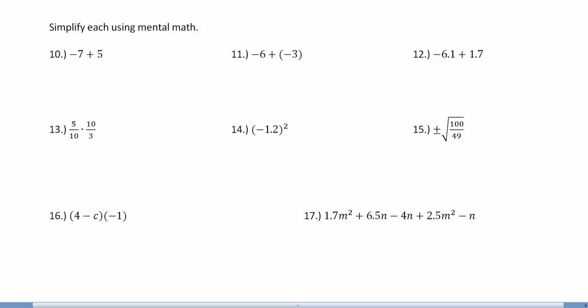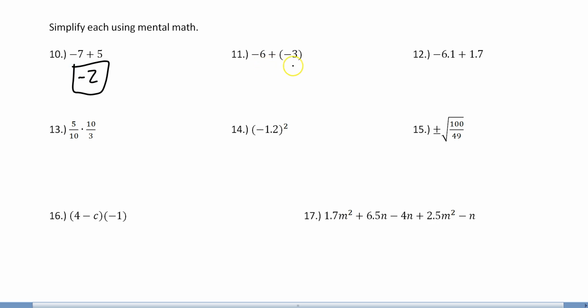Scroll down here, if I can make it. The next one says simplifying each using mental math. Really just testing our skills in terms of addition here. Negative 7 plus 5 is going to be a negative 2. Again, they're different signs, so you subtract and keep the sign of the larger number.